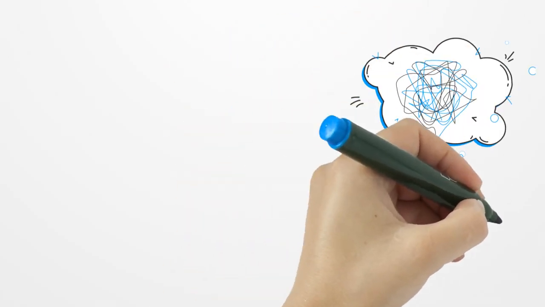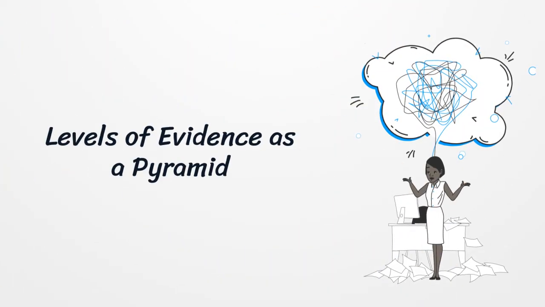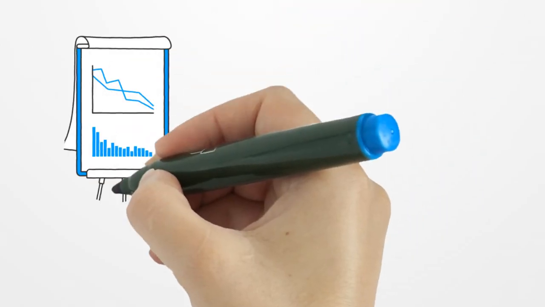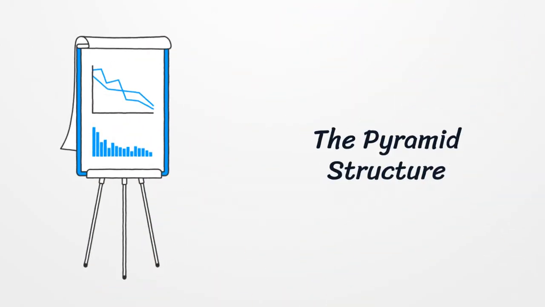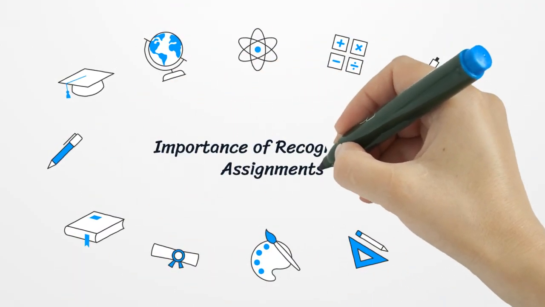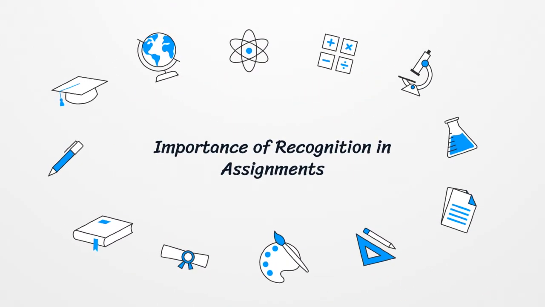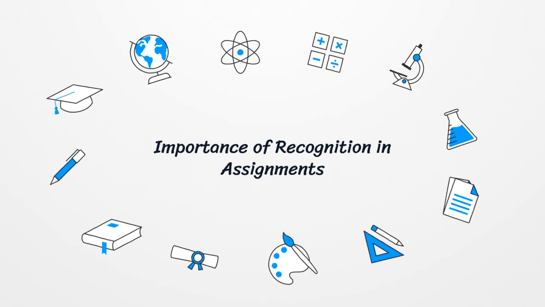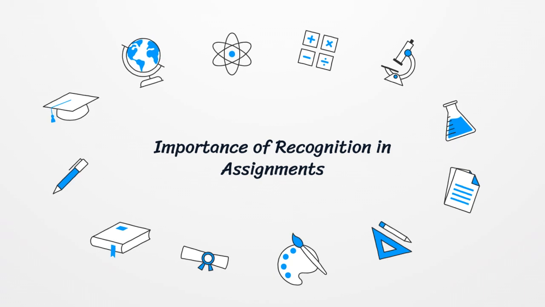Think of the levels of evidence as a pyramid. At the top of the pyramid, we find the most reliable research, and as we move down, the evidence becomes less reliable. In assignments, being able to recognize this pyramid helps you explain why you've used certain studies and shows your marker that you've critically considered the strength of your evidence.